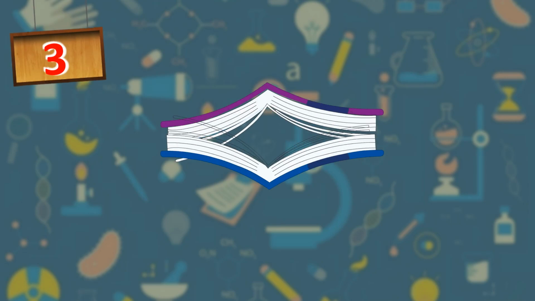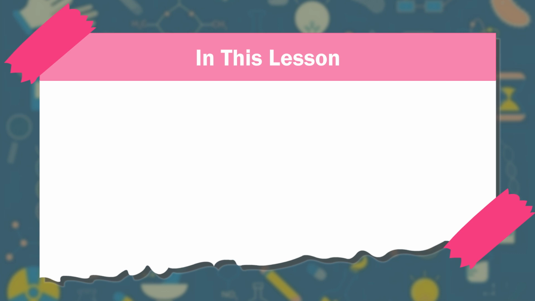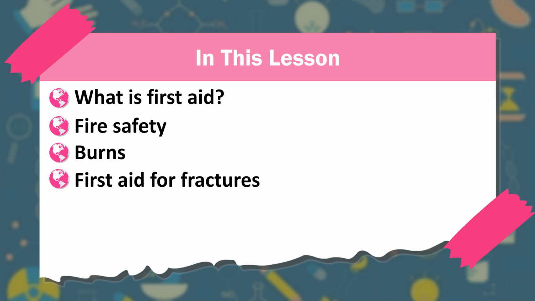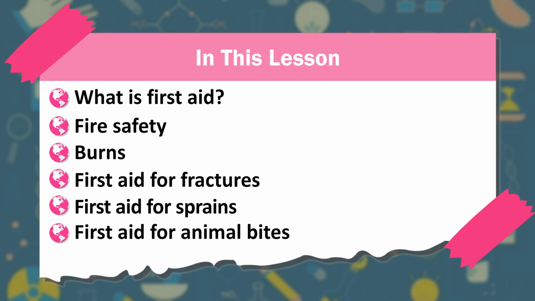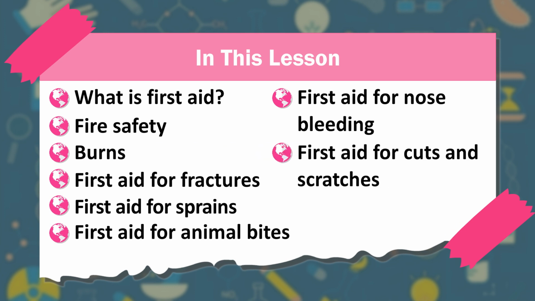Chapter 3. Safety and First Aid. In this lesson: what is first aid? Fire safety. Burns. First aid for fractures. First aid for sprains. First aid for animal bites. First aid for nose bleeding. First aid for cuts and scratches. Poisoning.